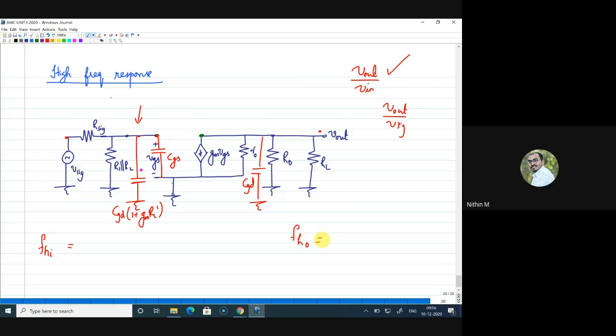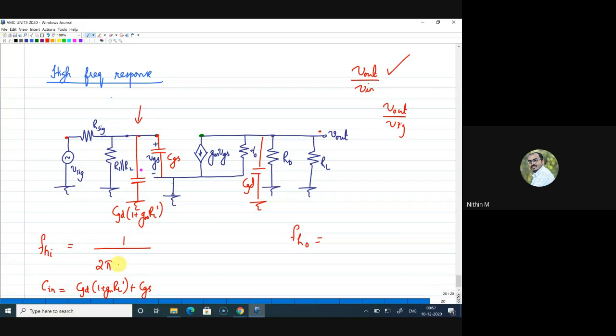Right. Now, in order to write FHI, how will I write FHI? I should know the total capacitance and the total resistance. The resistance should be the sum of the resistance connected across the capacitance, and the capacitance is the equivalent capacitance. So FHI can be written as 1 by 2 pi into the equivalent capacitance on the input side. There are two capacitors which are connected in parallel. So I can write the input capacitance C in as CGD into 1 plus GM RL dash plus CGS, because there are two capacitors connected in parallel. I just added it. Is this clear? So this is C in.